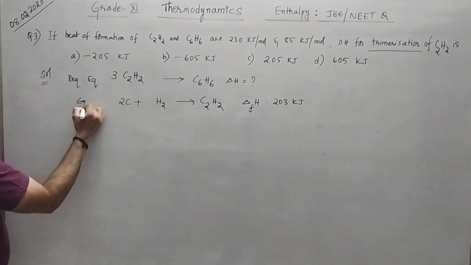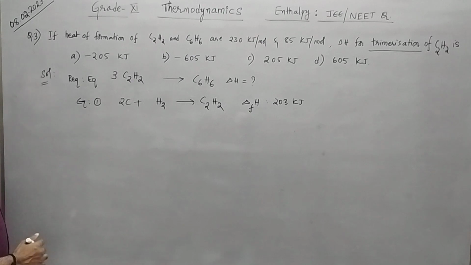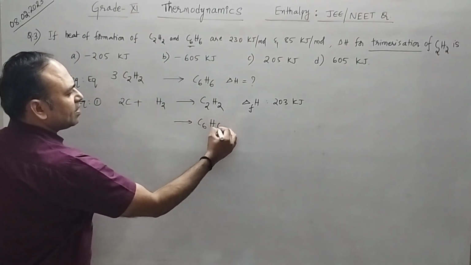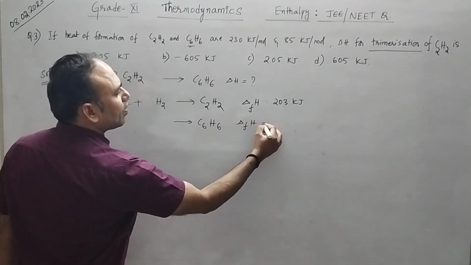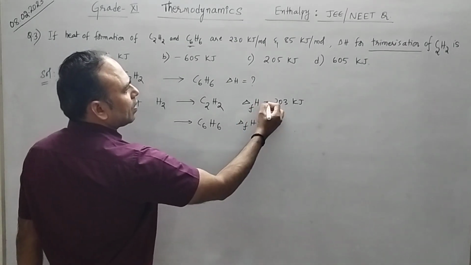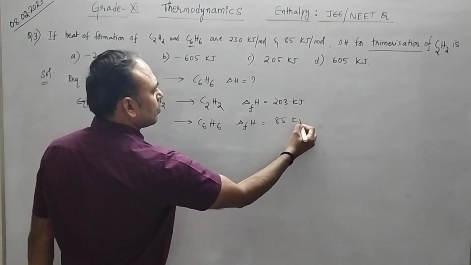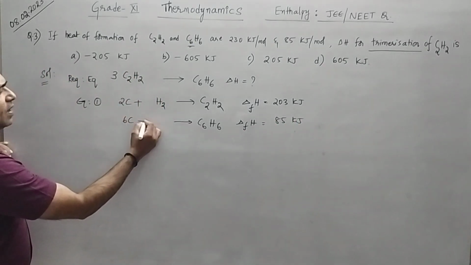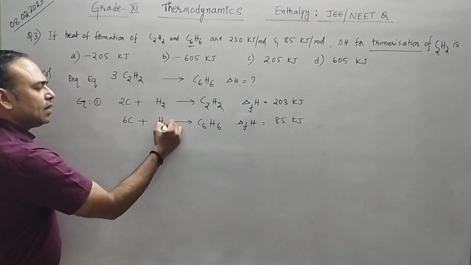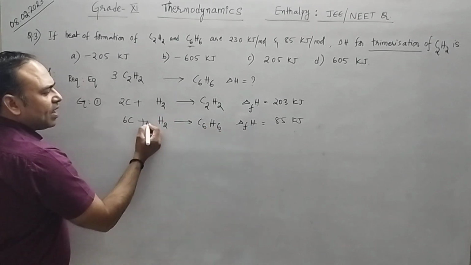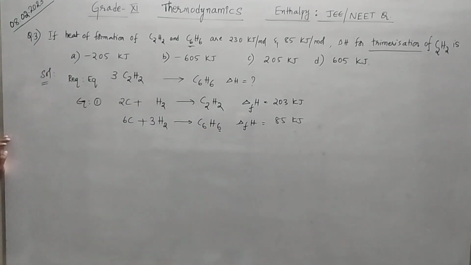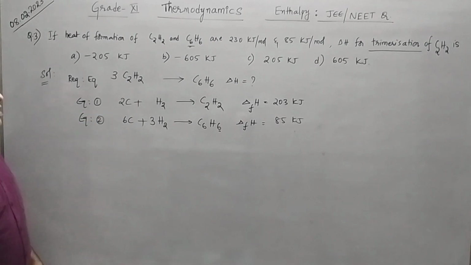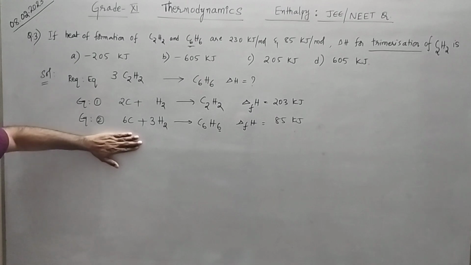This is equation 1. Now what is the second equation? Heat of formation of benzene, nothing but C6H6. So delta Hf is nothing but 85 kilojoules. How many carbons are there? 6 carbons. Therefore write 6C plus H2, which should be written in this form, and for 6 hydrogens mention the coefficient as 3. So this will be your equation 2. Hope you have understood this. The given information I have written in the form of equations.